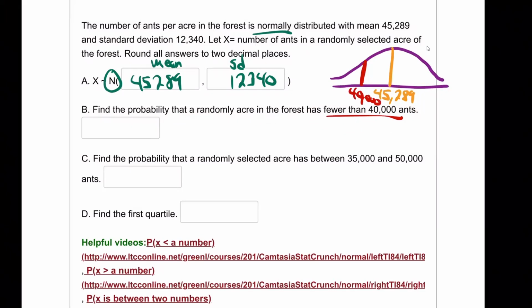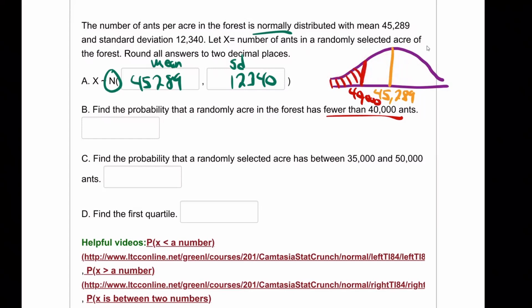And which side am I going to shade, left side or right side? Well, fewer means less, so I'm going to shade the left side. You always have to do the shading on the bell curve so you can see what you're trying to find. If they said more or greater, then I would have shaded to the right of the 40,000. It's all about the 40,000. If they say less, fewer, or smaller, I shade to the left because that's where smaller numbers are.